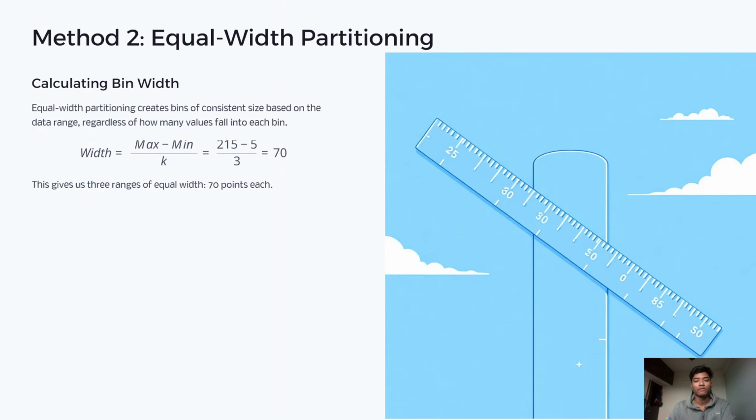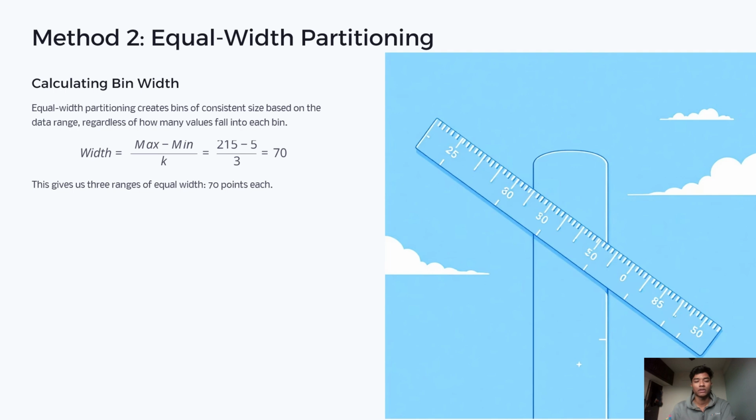Method 2, equal width partitioning. Equal width partitioning works very differently. Here we divide the entire range into equal sized intervals. Our score range is 215 minus 5, which gives us 210. So with three partitions, each bin has a width of 70 points.